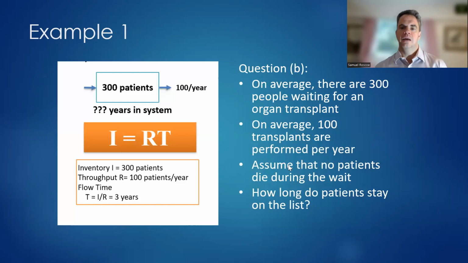Similarly, we can work back. We can say on average, there are 300 people waiting for an organ transplant. And then I know that I perform 100 transplants per year. I assume again that no patients ideally die. And basically that means, how long do the patients stay on the list? And what we find out is that it would be 3 years that they're waiting on the list.